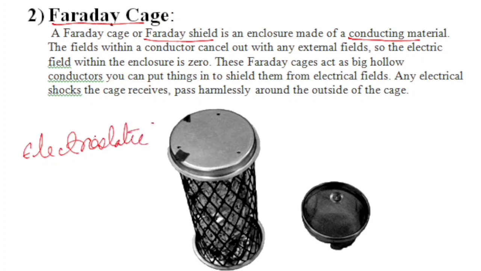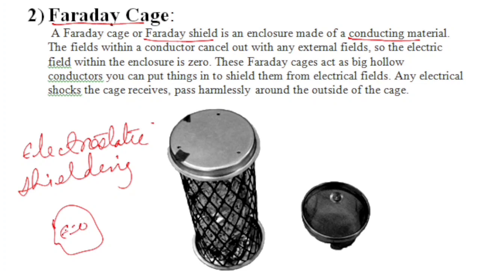Electrostatic shielding means it is the phenomenon of making a region free from any electric field. Suppose this is a region and inside this region there is no electric field. This phenomenon of making a region free from electric field is called electrostatic shielding. And how do you free any region from electric field? If this region is made up of conductor. In the same way, a Faraday shield or Faraday cage is made. It is an enclosure made up of a conducting material, and you know inside the conductor the field is zero.